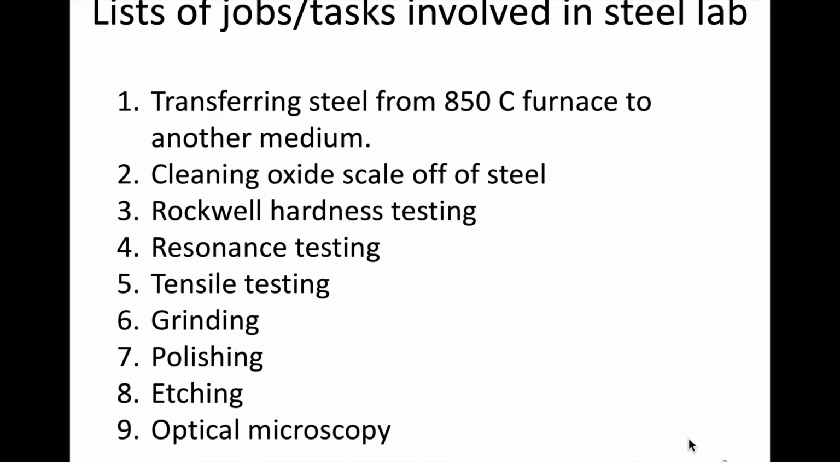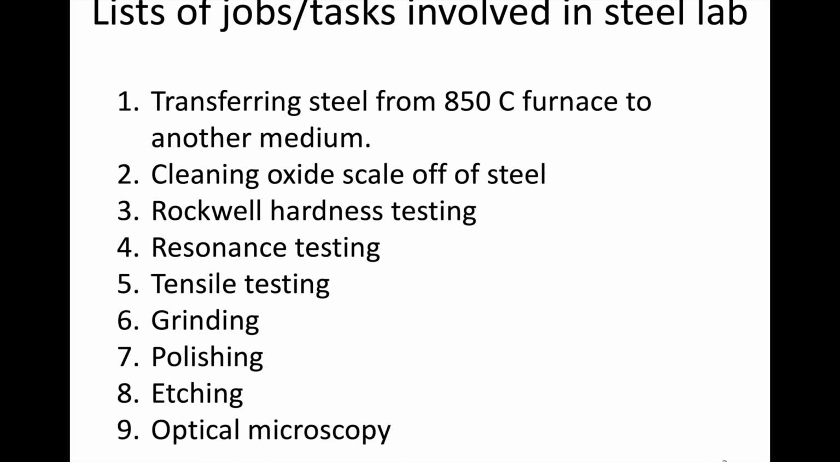Okay, so here's a summary of the various tasks or jobs, or whatever you want to call them, for the steel lab. The first one is working with furnaces, transferring steel. All of our samples are austenitized at 850 in a box furnace and then transferred to something else, and we'll talk more about that. After that, or basically after all of the heat treatments are done, we'll clean off the oxide scale from the steel.